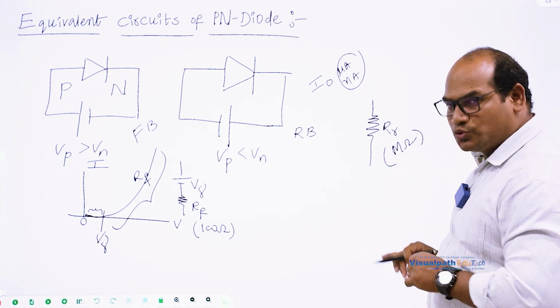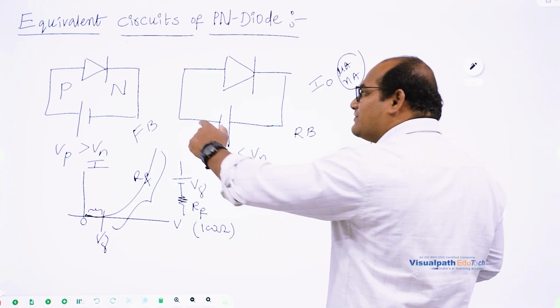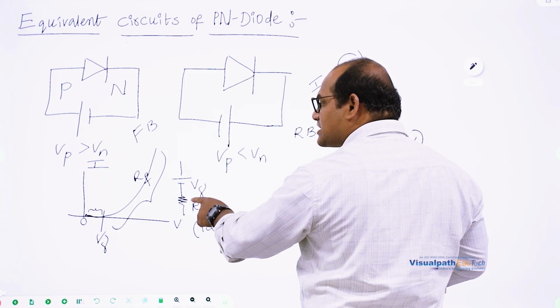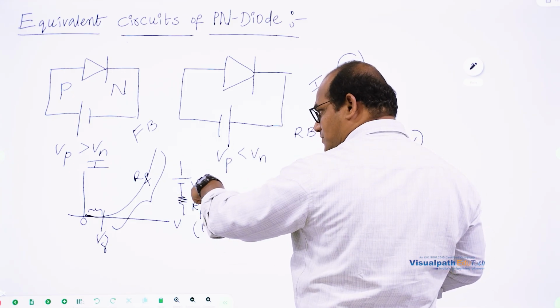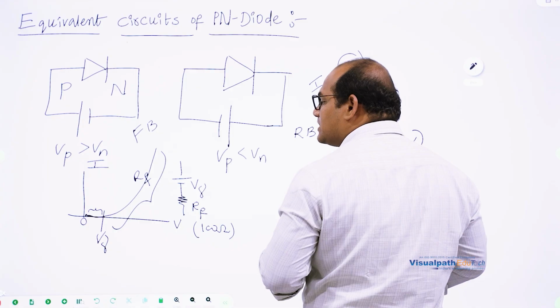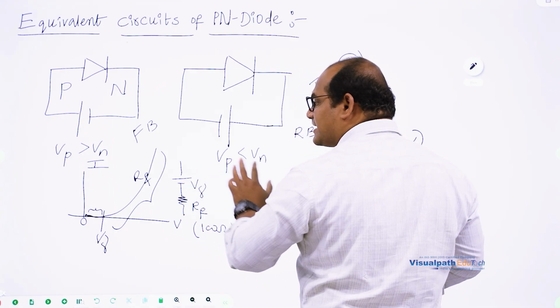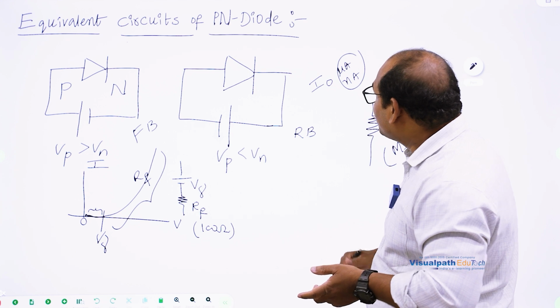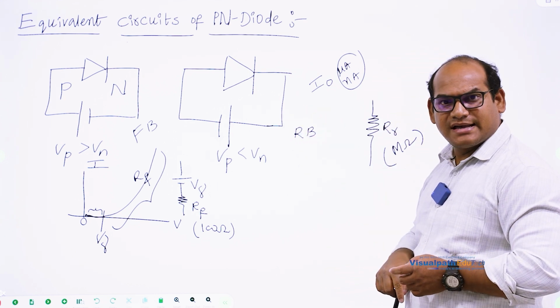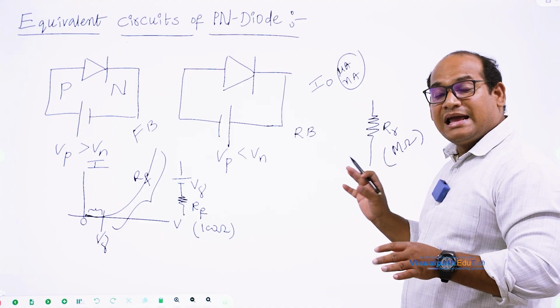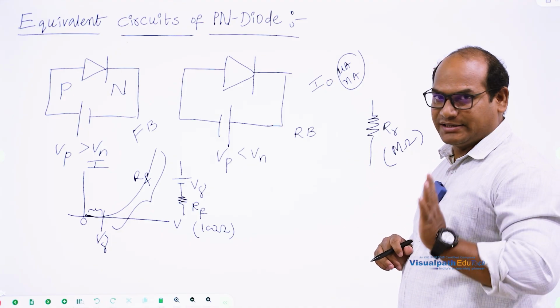Now we got two things. When the diode is in the forward bias, we can replace that with a series connection of one voltage battery whose value is equal to the cut-in voltage of the diode, and that is in series with one small resistance that is around 100 ohms. But when the diode is in the reverse bias, we can replace the diode with only one resistor, but that value should be very, very high.